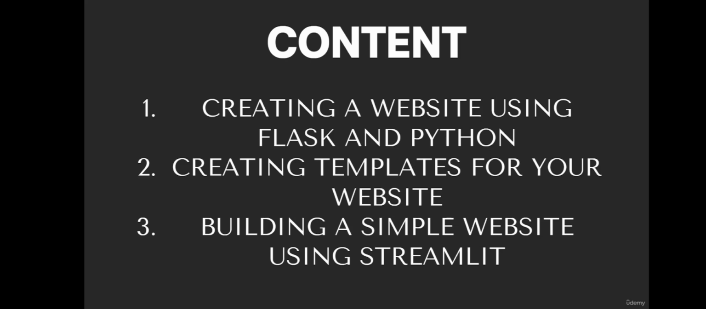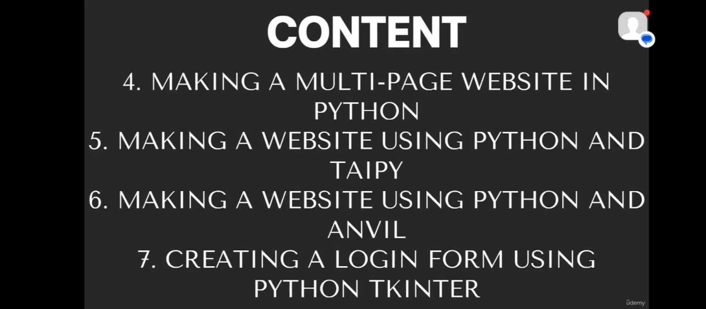The third one is building a simple website using Streamlit. Streamlit is also a different framework which we have used in creating a web page. And the fourth one is making a multi-page website in Python. A website having more than one page, redirecting to different pages, is known as a multi-page website. I have shown you how to make that, and how to make a website using Python and TypePy. TypePy is also a framework which I have used inside my website.